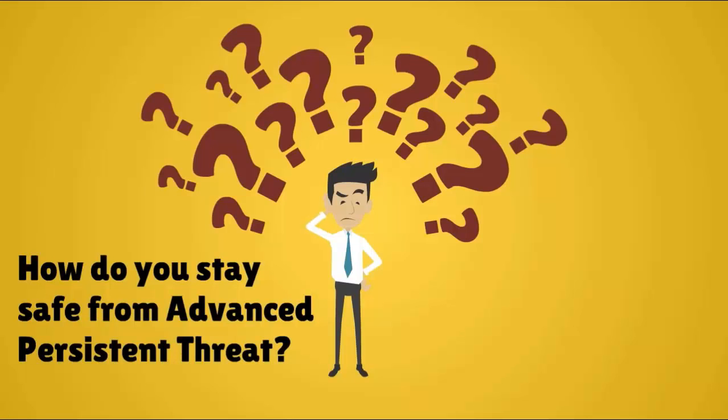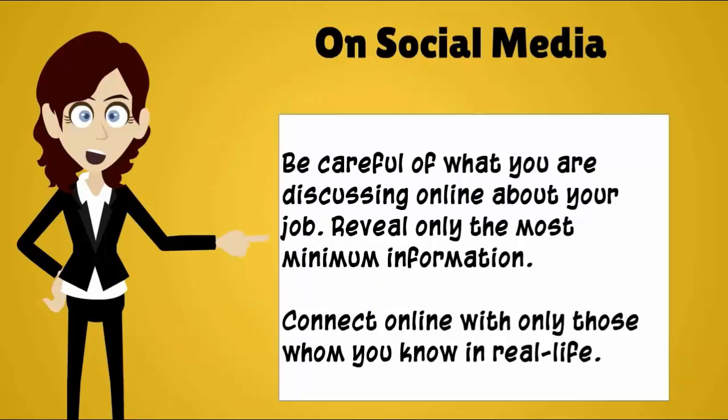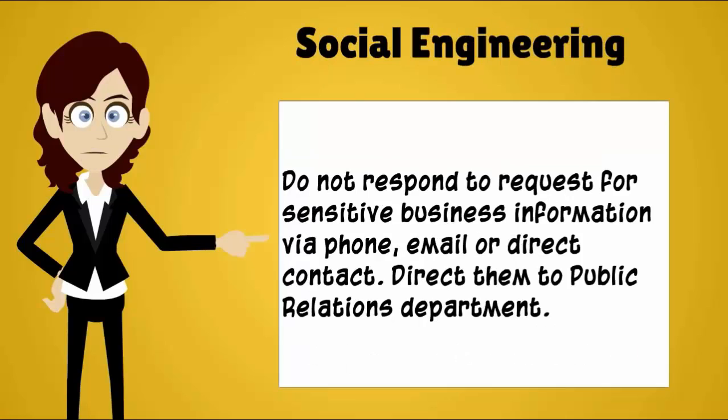How do you stay safe from advanced persistent threat? On social media, be careful of what you are discussing online about your job. Reveal only the most minimum information. Connect online with only those whom you know in real life. Social engineering: do not respond to requests for sensitive business information via phone, email or direct contact. Direct them to the Public Relations Department.